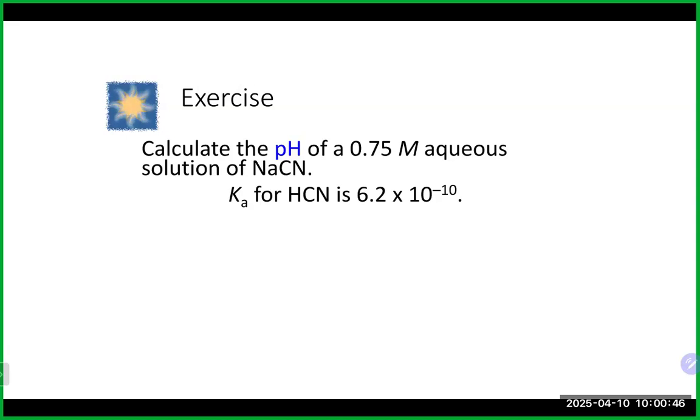We want the pH of this 0.75 M sodium cyanide solution. The Ka for HCN is 6.2 times 10 to the minus 10. We have a salt here, and when you have a salt, you want to think about what two ions come from that salt. In this case, we have a sodium ion, because it's a strong electrolyte, it should completely break apart into sodium and cyanide.